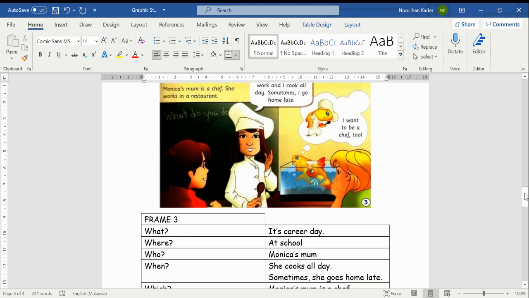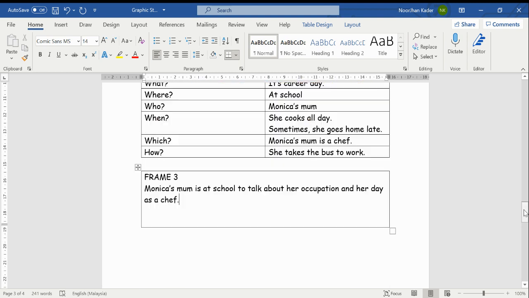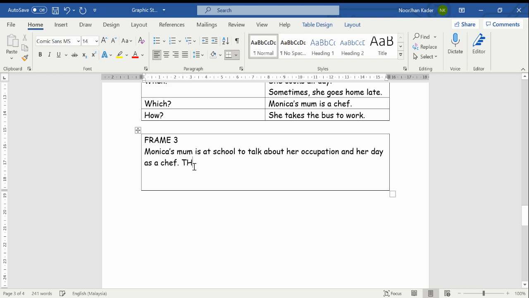Now, the supporting character, the yellow goldfish. Okay, now what does it say? I want to be a chef too. And you can see the orange goldfish is already getting angry or mad with the yellow goldfish. Because we just have to describe the characters, we don't have to describe the speech given by Monica. But we have to write about what's happening in the story, because a graphic story is visual storytelling.